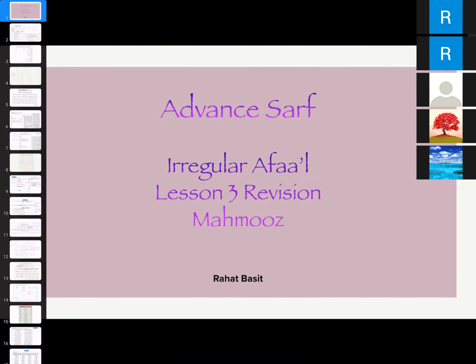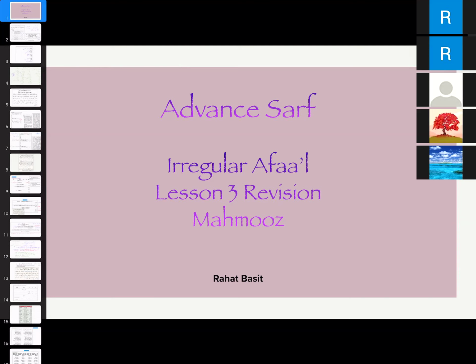So how many kinds of irregularities are we going to see? Mahmooz, which we are doing first, Mudaaf, and Mu'tal. In Mahmooz, how many different categories? Three. What are they? Mahmoozul Fa, Mahmoozul Ain, Mahmoozul Lam.